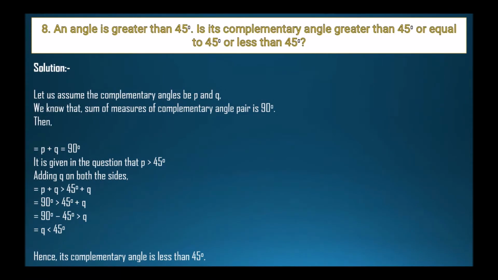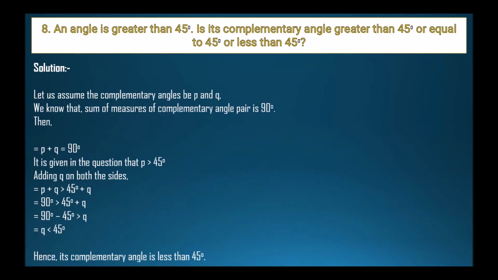Next, eighth question. An angle is greater than 45 degree. Is its complementary angle greater than 45 degree, or equal to 45 degree, or less than 45 degree? So let's assume the complementary angles are P and Q. Now the sum of measures of a complementary angle pair is 90 degree. So P plus Q equals 90 degree.